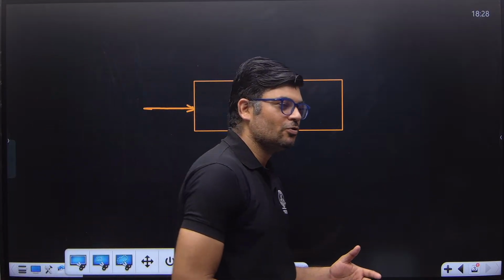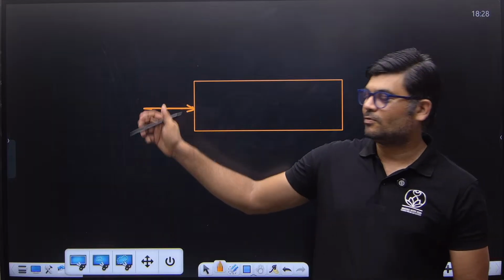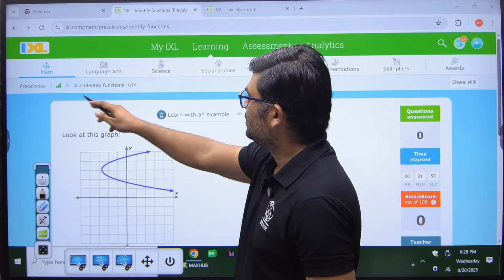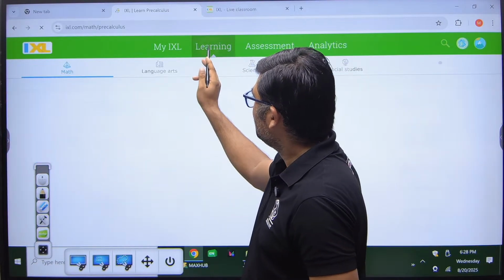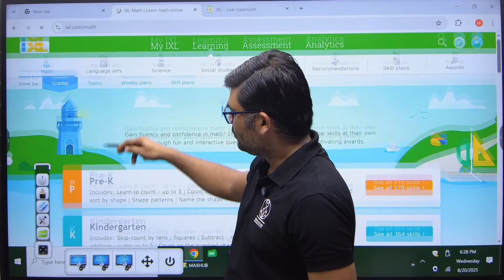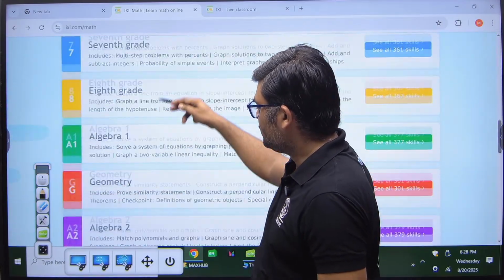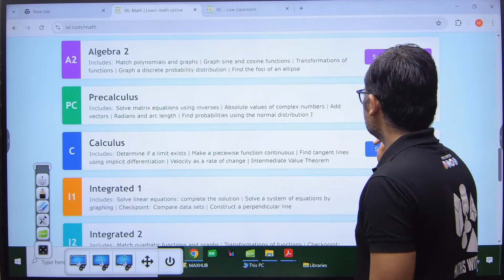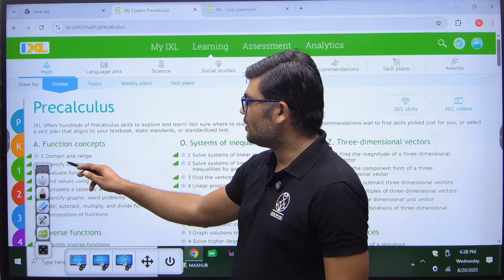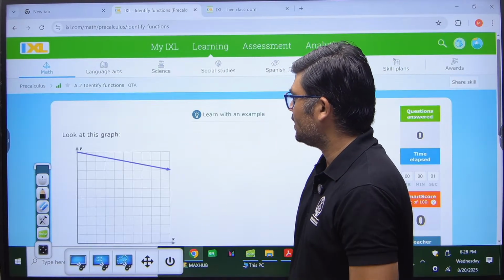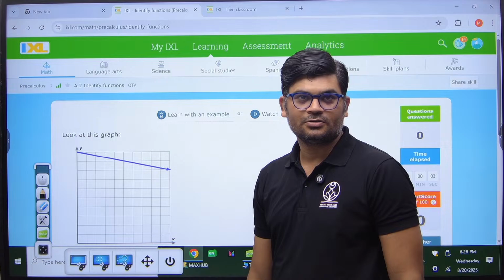So please log into this IXL. Once you log in, go to learning. In the learning, go to pre-calculus. On the left side, you can see this is pre-calculus. If you go to the learning, you can find these many grades. In these grades, you have to go to the pre-calculus. In the pre-calculus, I am talking about the second part, that is identify a function.